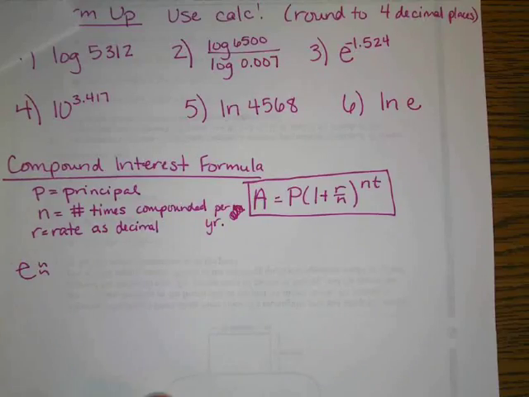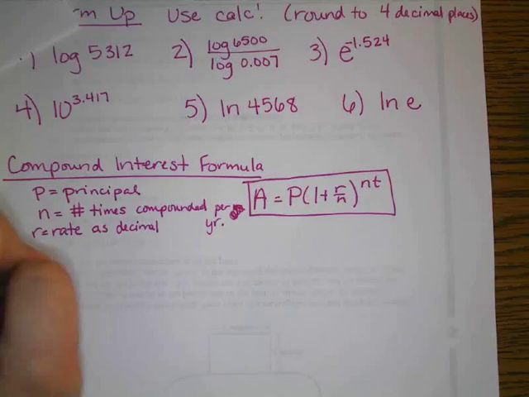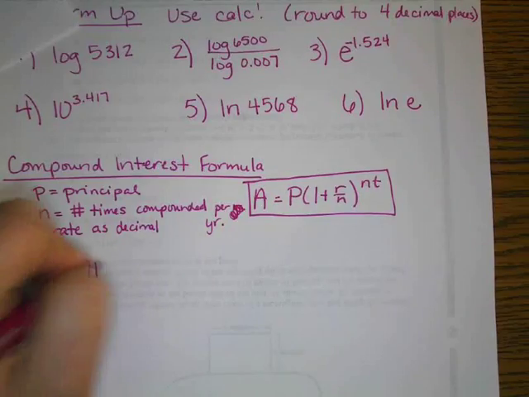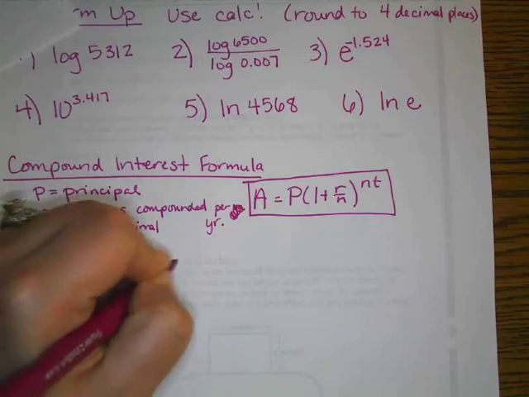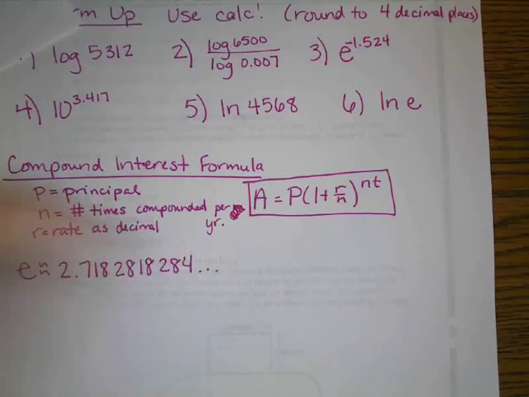Another thing that you need to know is this e business. You saw e in the warm-up. e is just a number. It's very similar to pi. It's an irrational number that goes on forever. And you can just push that button right on your calculator, and you'll see e is about 2.718.